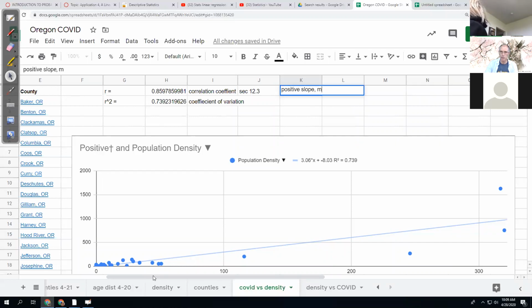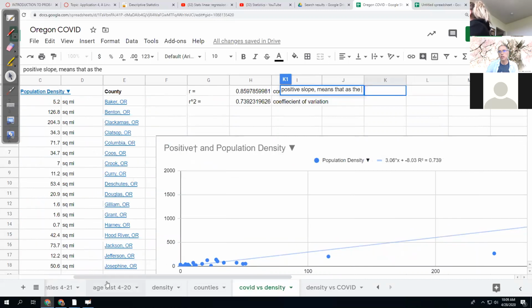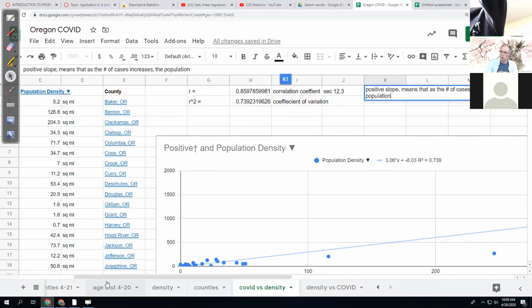Positive slope means that as the number of cases increases, the population density increases. I kind of did this backwards; I should have done this the other way, oh well. An increase in one variable causes an increase in the other, and vice versa.